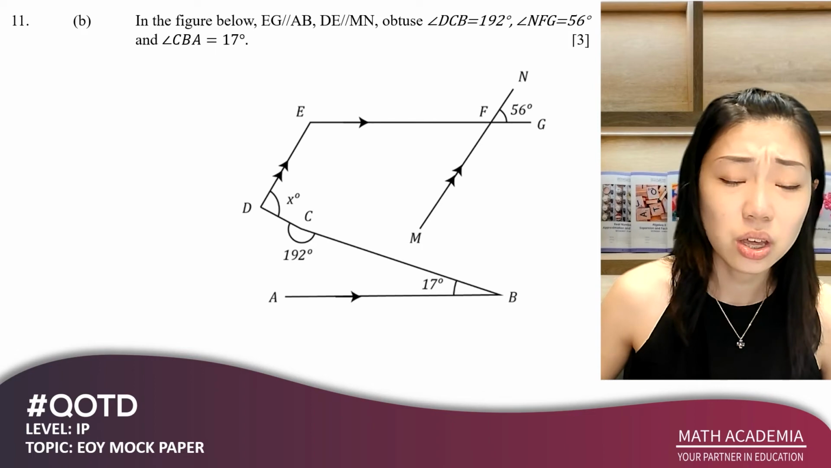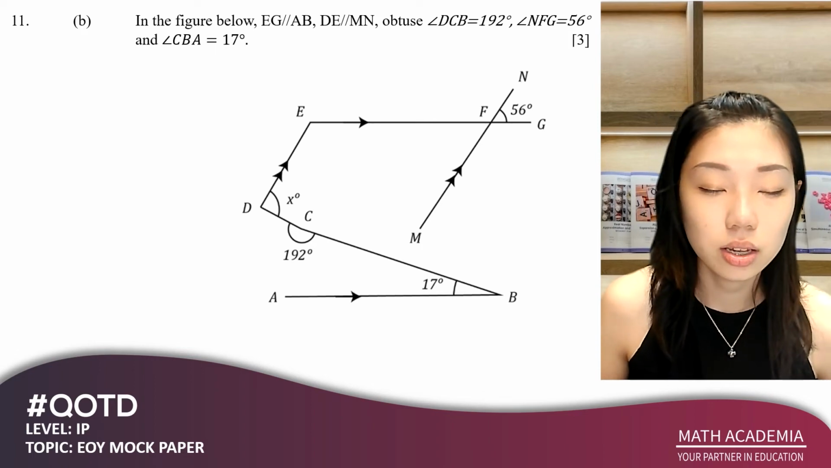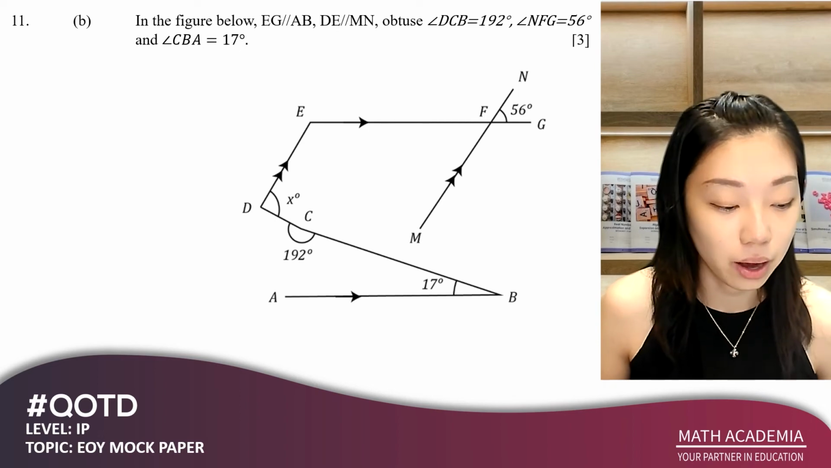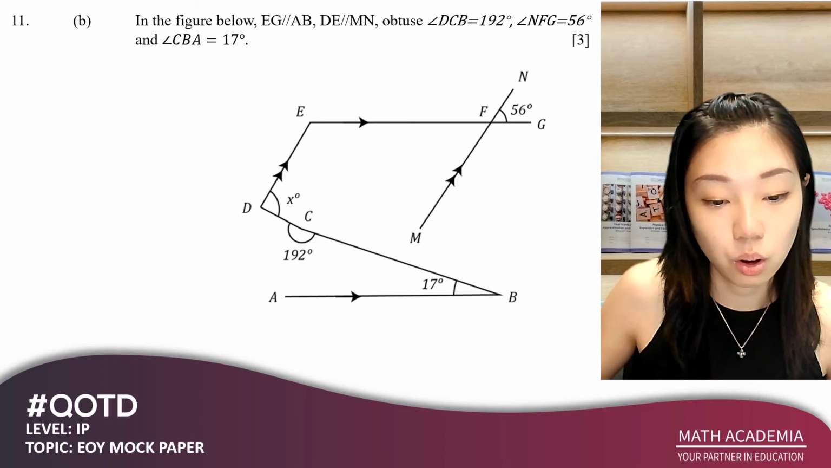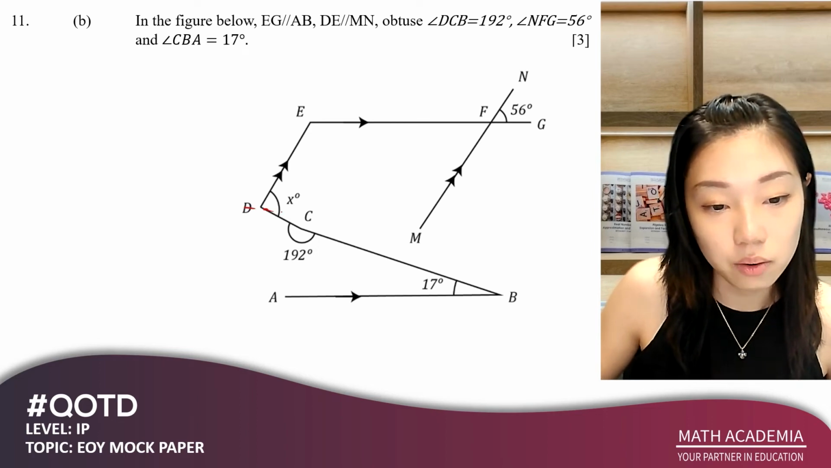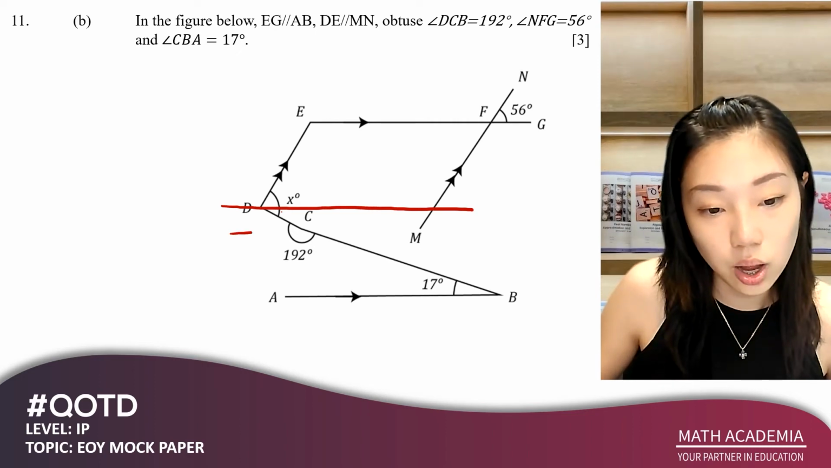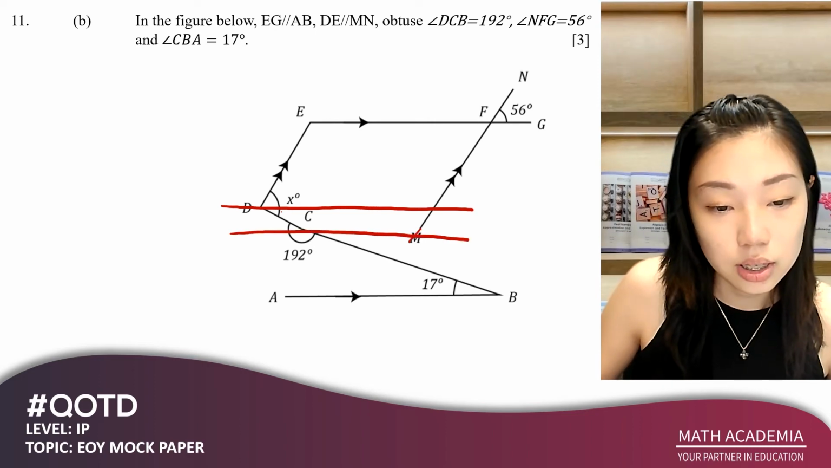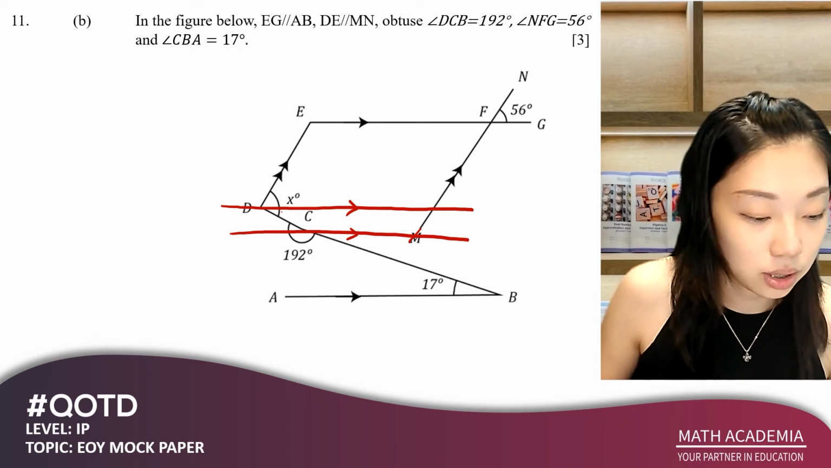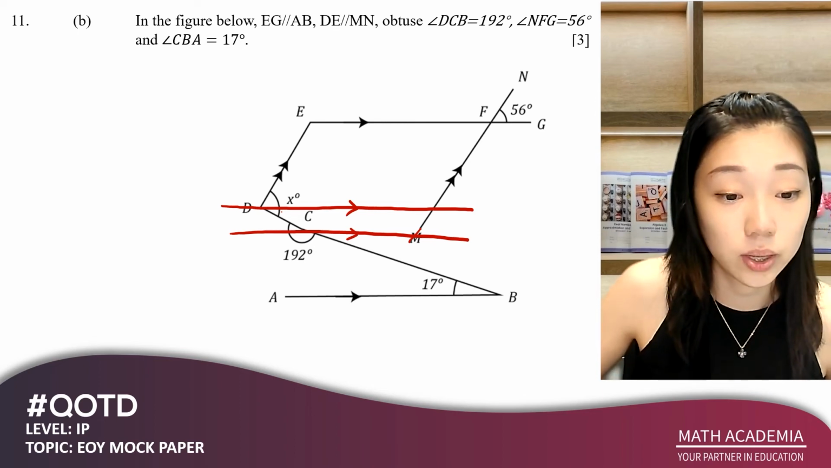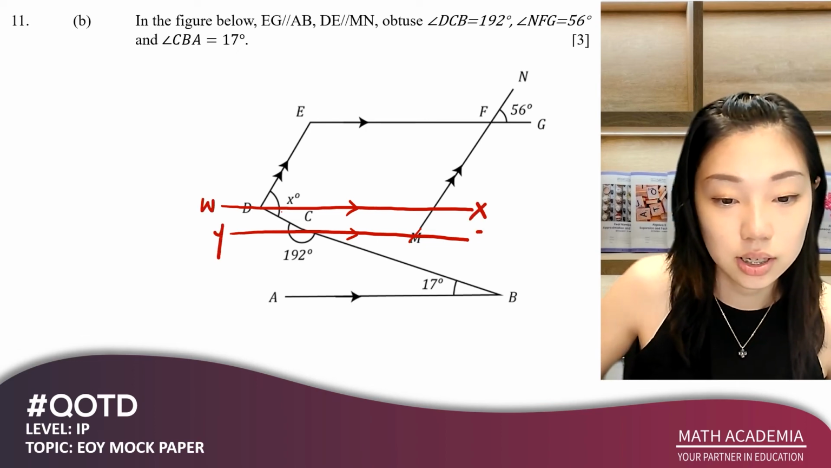Again, we realize that we have a few pairs of parallel lines, but there are not a lot of straight lines that link my parallel lines together. So why not we create our own lines that are parallel? I would join one line over here and one line over here, where these 2 lines are parallel to EG and AB. Let's name these points as W, X, Y, Z, for example.